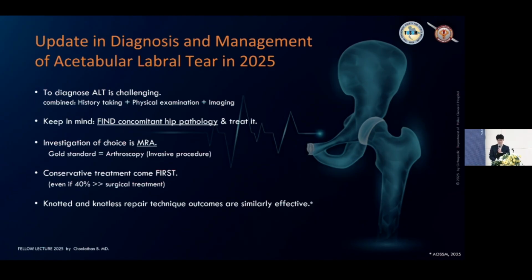Once ALT is a provisional diagnosis, conservative treatment first. And in ALT Beck classification 3, 4, 5, which requires surgery, nonetheless the repair technique outcomes are similarly effective.